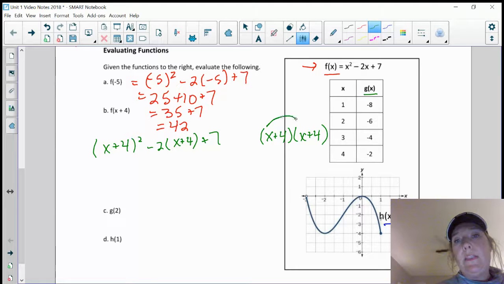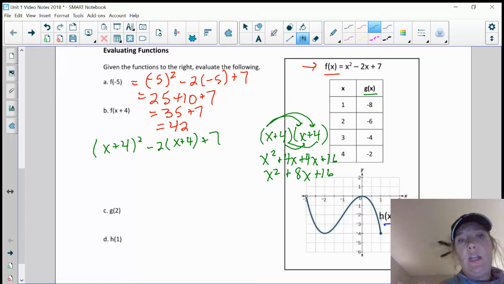Remember, we need to double distribute here. So x times x gives me x squared. X times 4 gives me 4x. 4 times x gives me another 4x. And 4 times 4 gives me 16. And if I simplify that, I get x squared plus 8x plus 16.